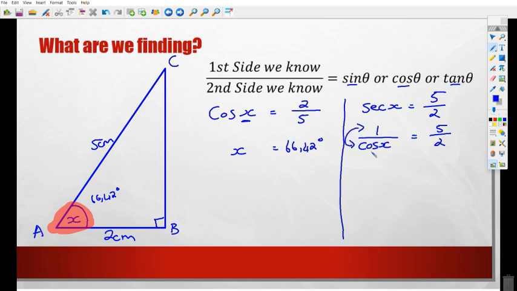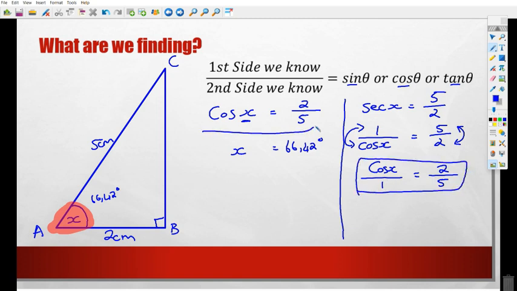I'm going to take the 1 to the bottom, cos of x goes to the top, which is just cos of x over 1, which is just cos of x. I can't just flip this side; I need to flip on this side as well. So the 2 goes to the top, 5 goes to the bottom. And cos of x over 1 is just cos of x. Now it's just the same as this one over here, so I can go straight to my answer because I know what it is. x is equal to 66,42.